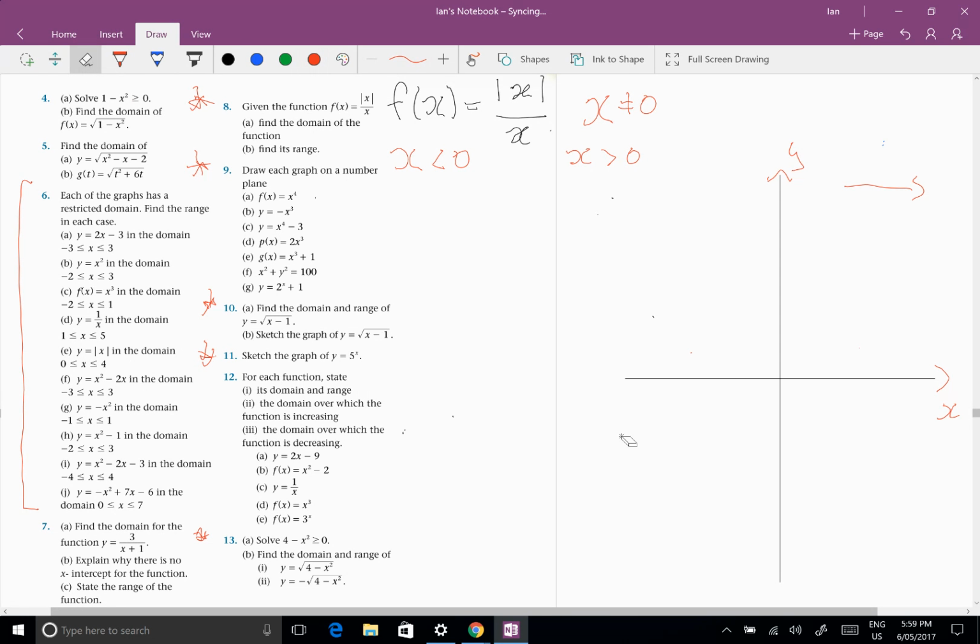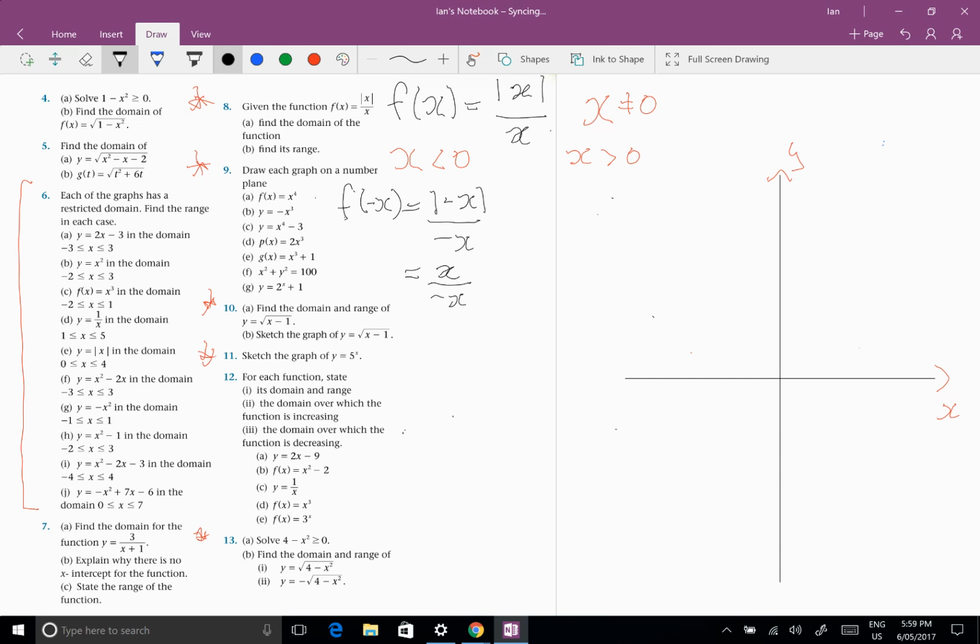So let's put them in. Let's find f of negative x, because that's what it is. So it's the absolute value of negative x over negative x, which equals, well, x comes out of that, and you get negative x, which equals negative 1. So that means when x is to the left, y equals negative 1.